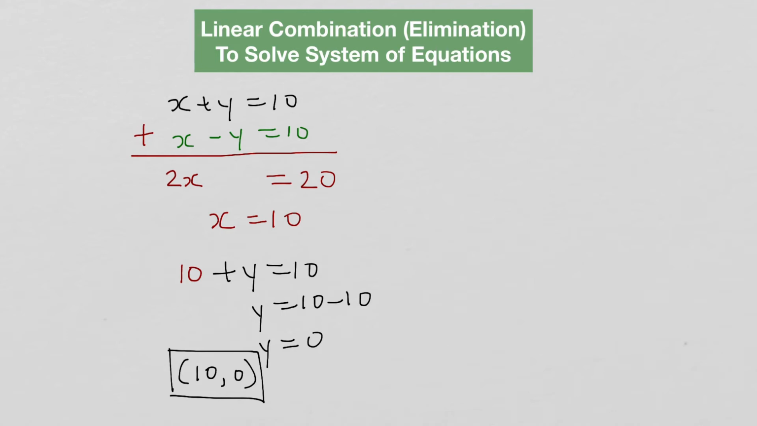Okay, so that example was pretty straightforward. It was easy to eliminate because one equation had one value and the other equation had exactly the opposite value, and you could essentially eliminate them. But what happens if it's not as obvious? Let's take a look at the next example.